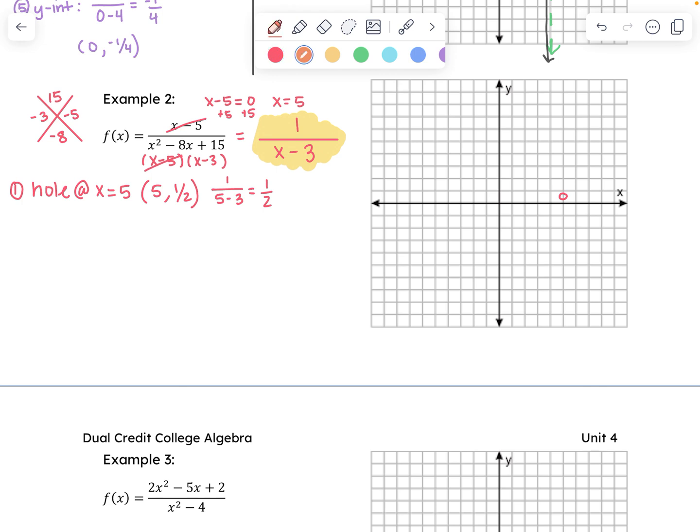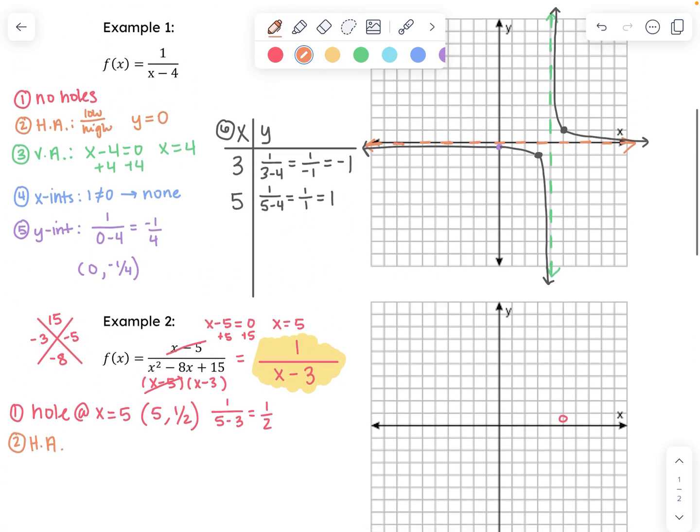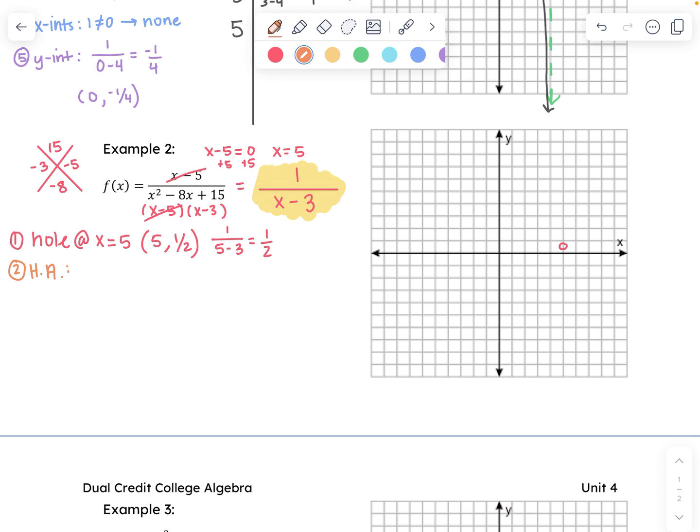So let's find our horizontal asymptote. If we look at this, we've got 1 over x minus 3. So once again, we've got a low over high, like we did up here. So if we've got low over high, then that means y equals 0. So it's going to go across at 0. So there is my asymptote.